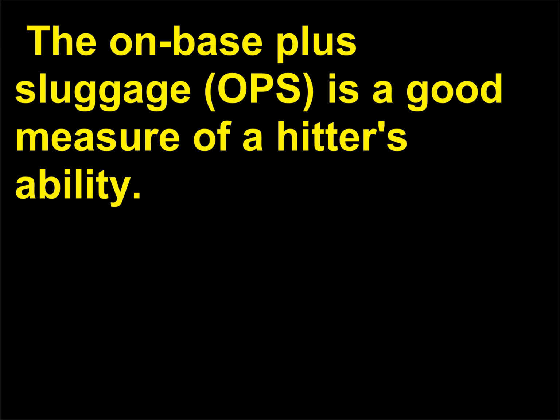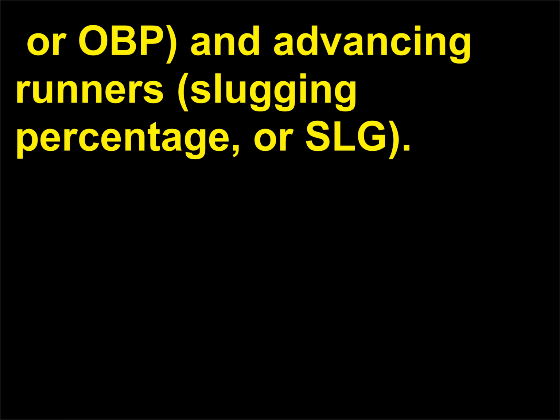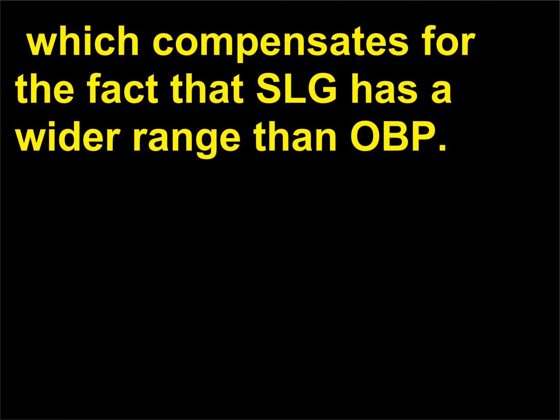The on-base plus slugging, OPS, is a good measure of a hitter's ability. This statistic combines getting on base percentage, or OBP, and advancing runners, slugging percentage, or SLG. It is also more accurate thanks to the adjustment 1.2 times OBP and SLG, which compensates for the fact that SLG has a wider range than OBP.